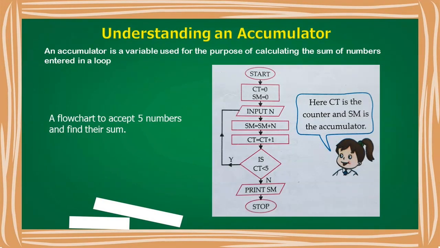Understanding an accumulator. An accumulator is a variable used for the purpose of calculating the sum of numbers entered in a loop. So here is a flowchart to accept 5 numbers and find their sum.